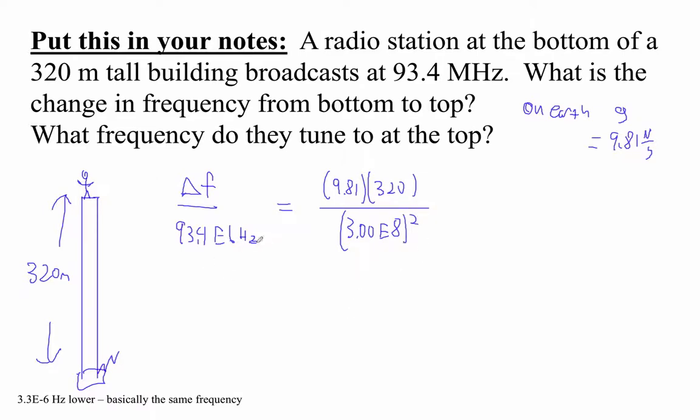So let's do our calculations here. 9.81 times 320 divided by 3e8 squared. That's a really small number, okay? And then I'm going to multiply that by 93.4e6. And I get 3.3 times 10 to the minus 6th hertz.